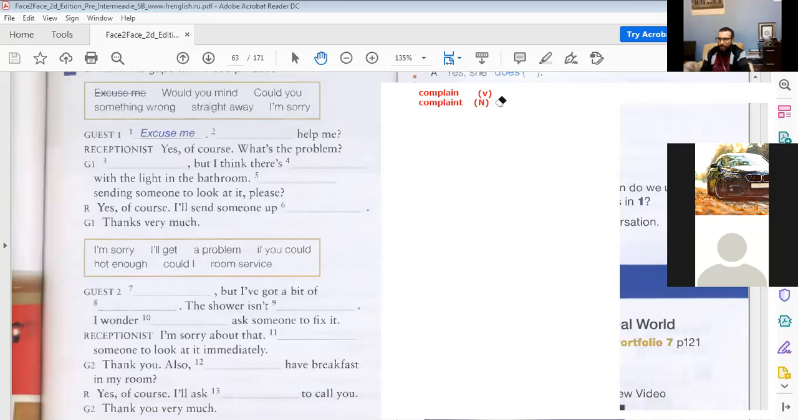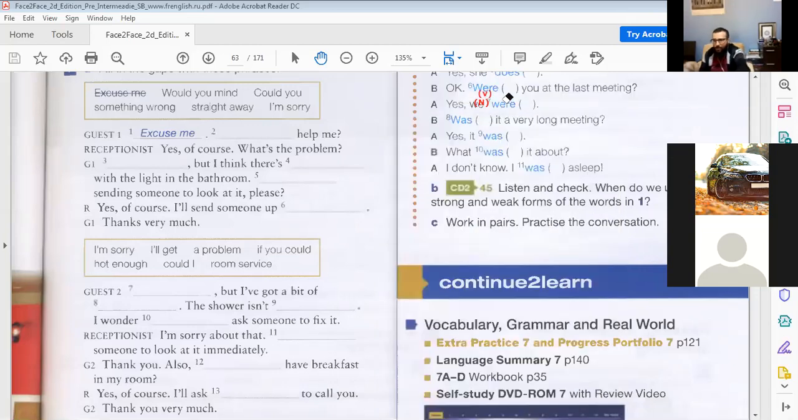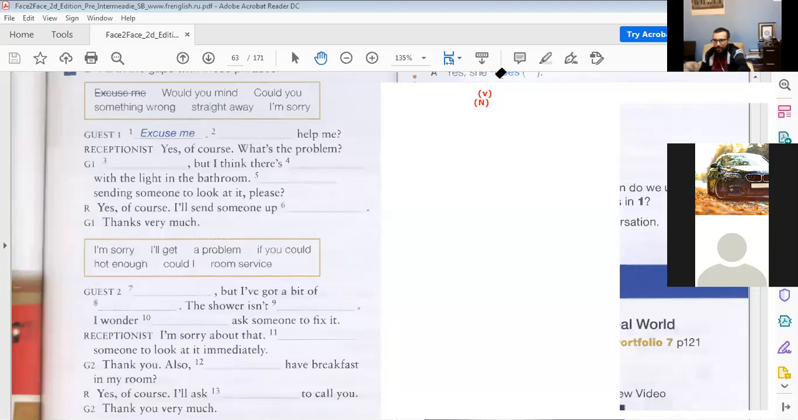So here I want to start a conversation. Now I need Suhaib and Rashid to help me. So we're going to make a conversation together. The first conversation is between Rashid and Suhaib. So here we have a guest. Maybe Rashid, you can be the guest, and Suhaib will be the receptionist. So what's your problem, Rashid? Let's say you're staying in a hotel. Do you have a problem? You can complain about it, and Suhaib, the receptionist, will try to help you.